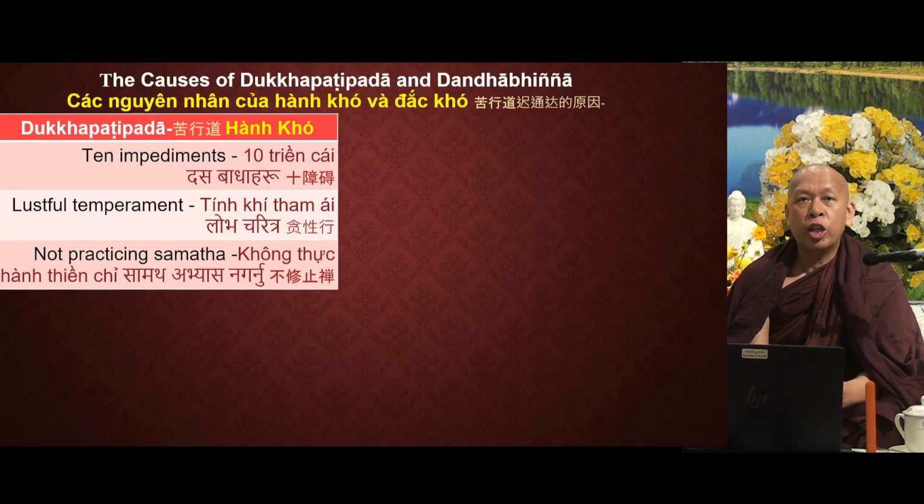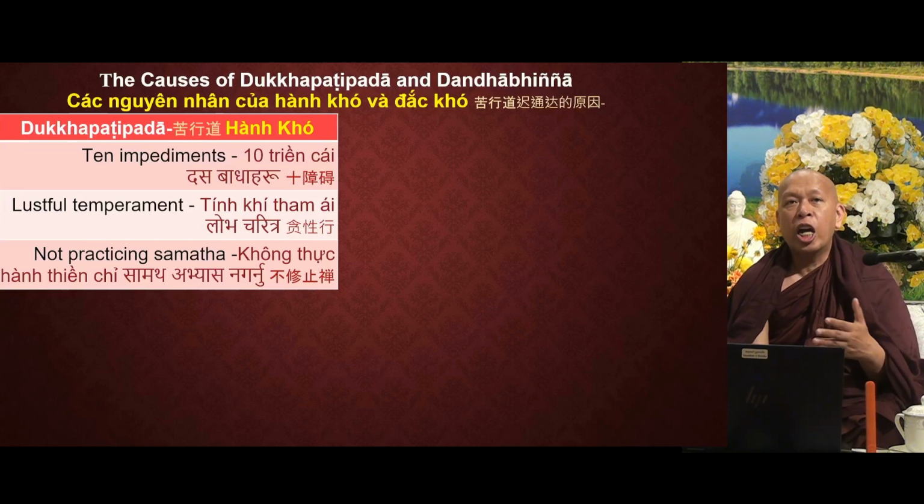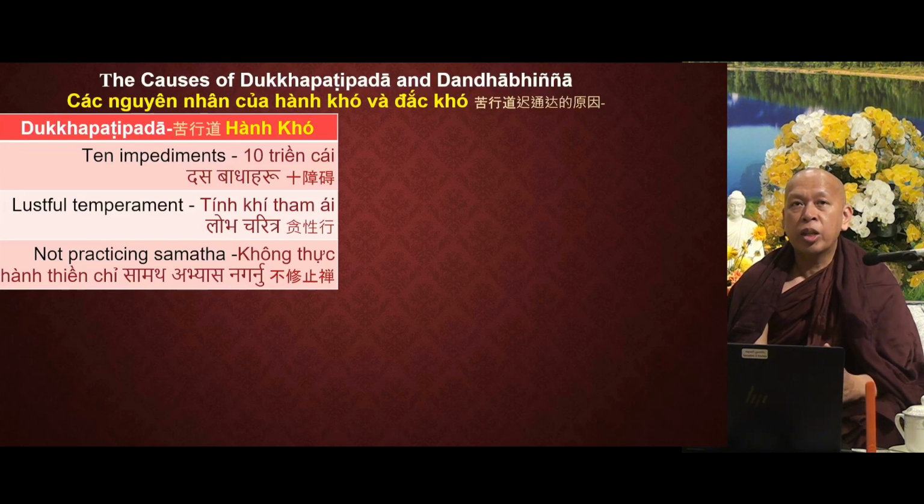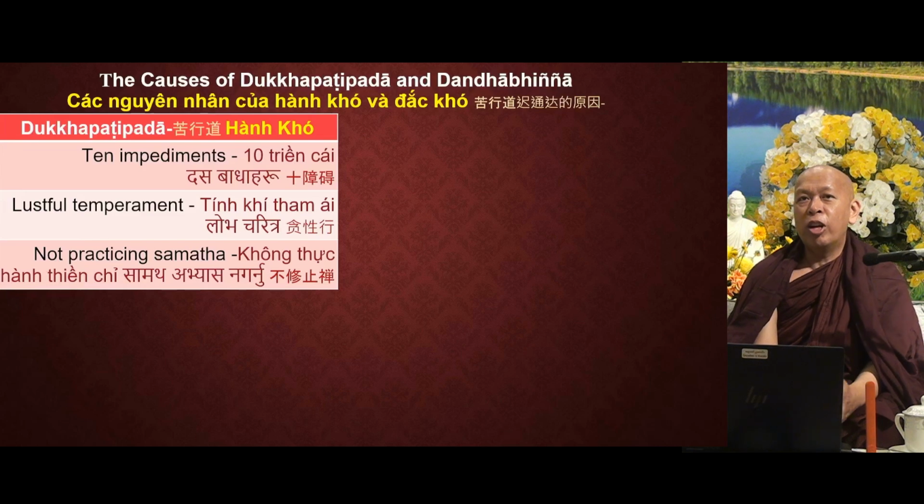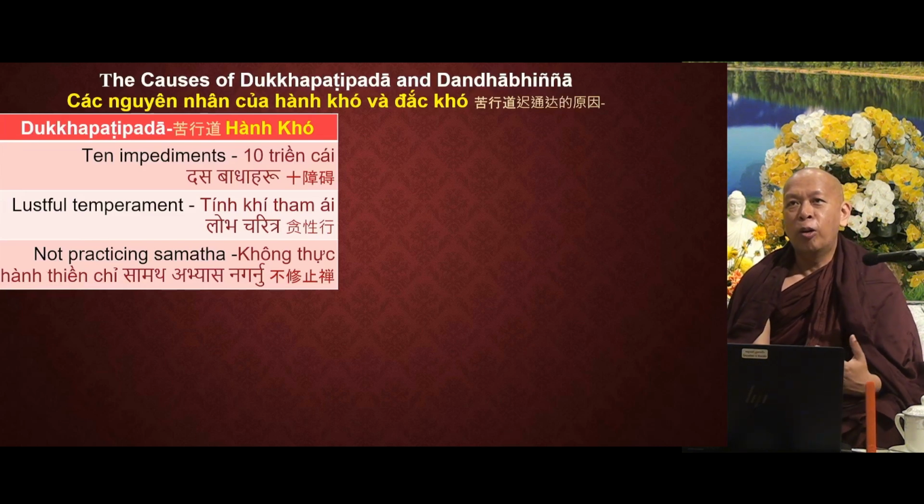The main thing is, if we easily attach to living things or non-living things, that means we have a lustful temperament. For example, when we see something and think, oh, it looked very nice, it looked very good. When we have this kind of feeling, we can understand it's a lustful temperament.